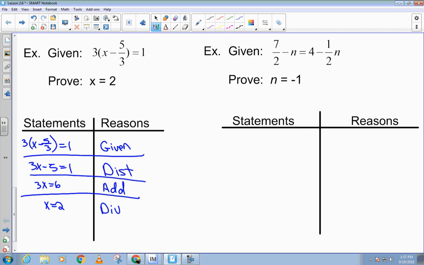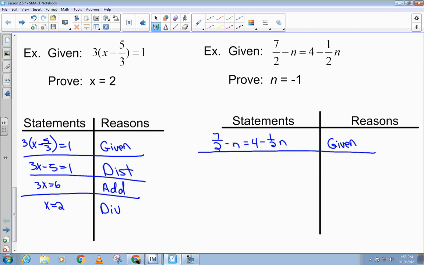Alright, here's another one. 7 halves minus n equals 4 minus 1/2 n. And that's given to us. Okay, what do we not like about this problem? Fractions. So what might we do to get rid of those? Multiply by 2. Okay, we can multiply both sides by 2.